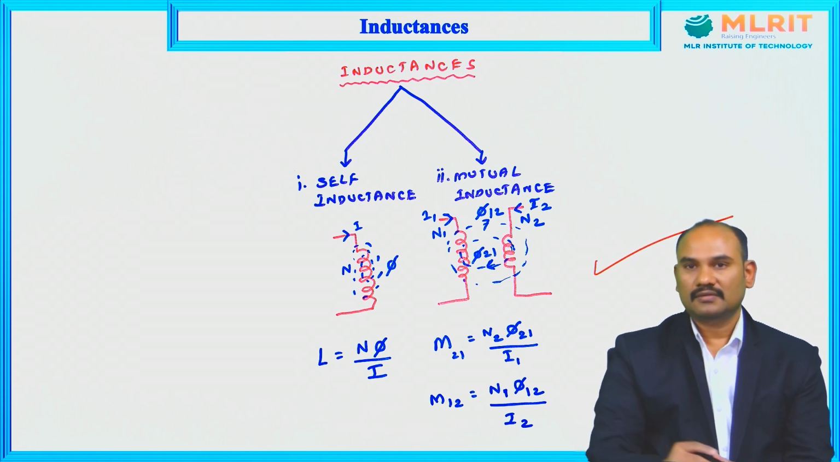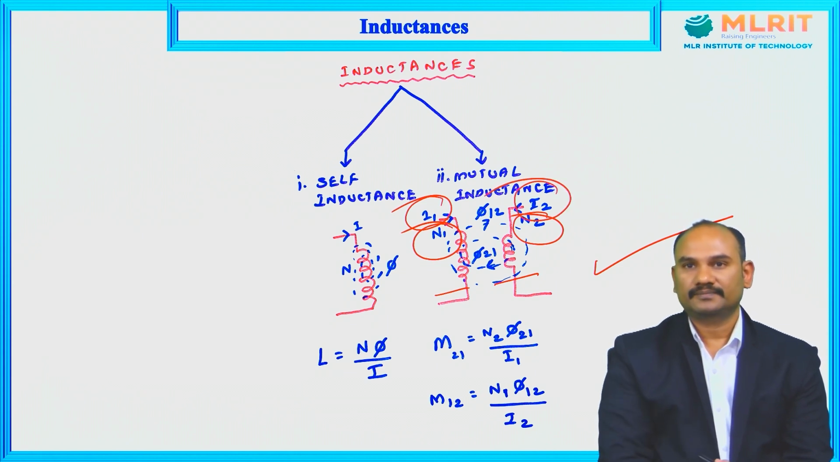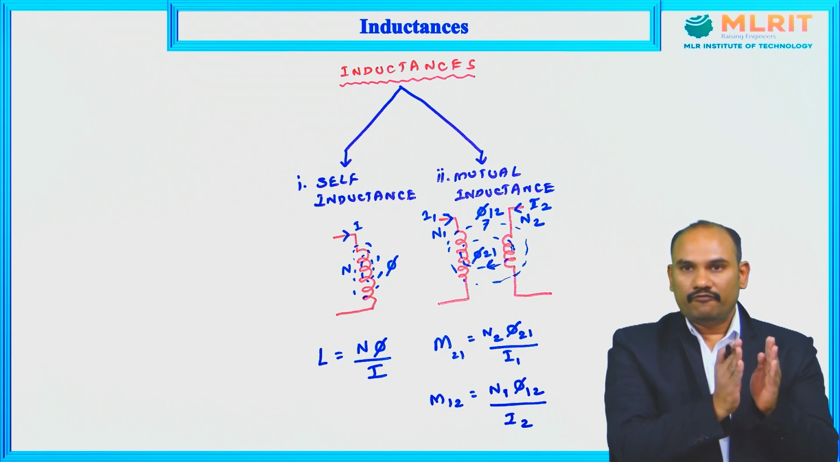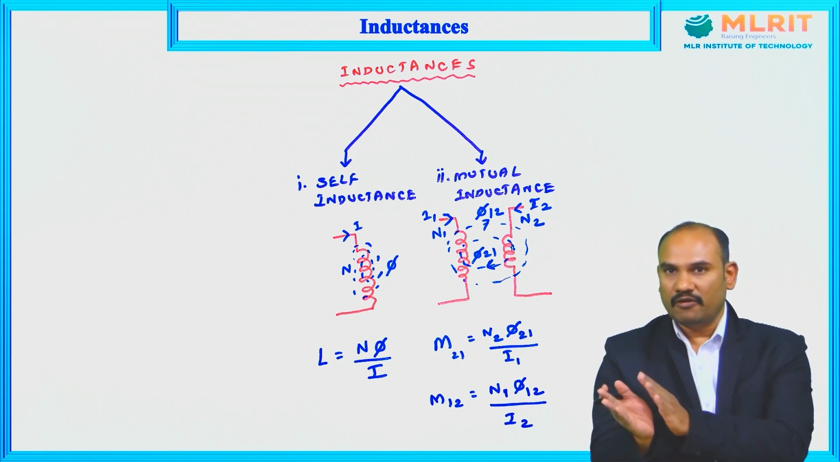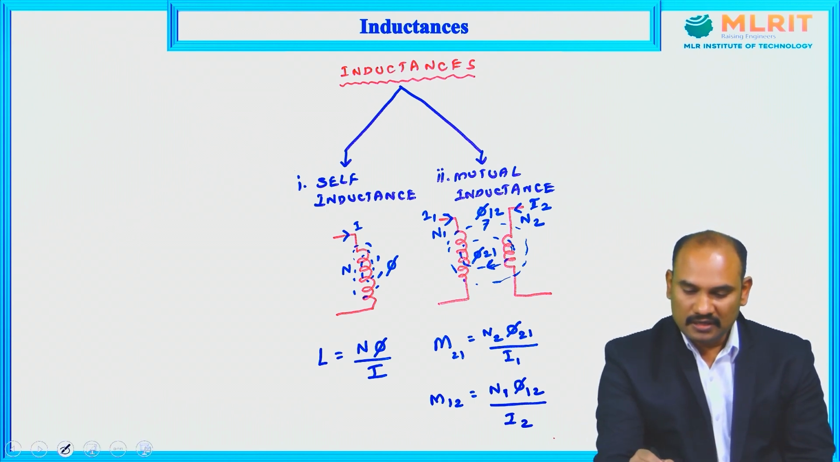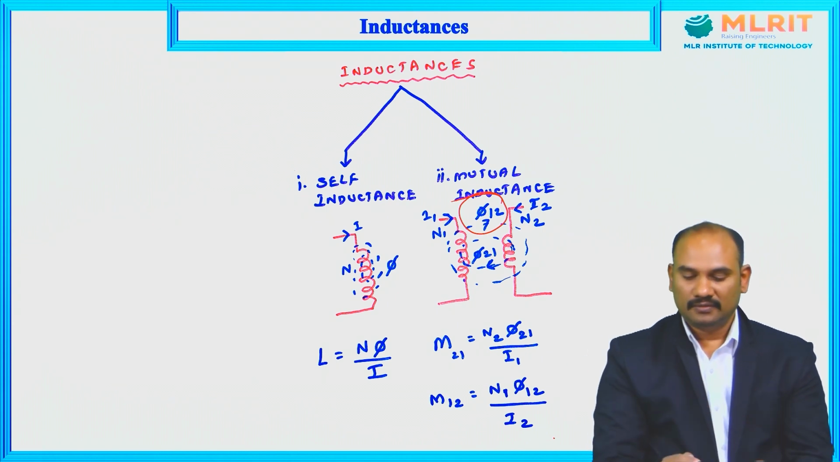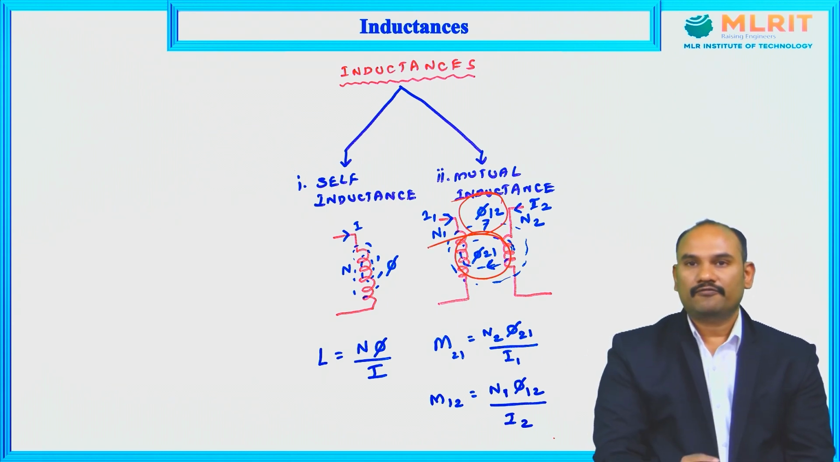Similarly, if you come this other way, you have two coils, N1 number of turns in the first coil, N2 number of turns in the second coil. I1 is the current flowing in the first coil, I2 is the current flowing in the second coil. Now, there are two types of fluxes. Flux produced by the first coil linking to the second coil. Flux produced by the second coil linking to the first coil. Here you can see phi 12. Phi 12 means flux produced by the first coil linking to the second coil. Here you have phi 21. Flux produced by the second coil linking to the first coil. These are fluxes between the two coils.